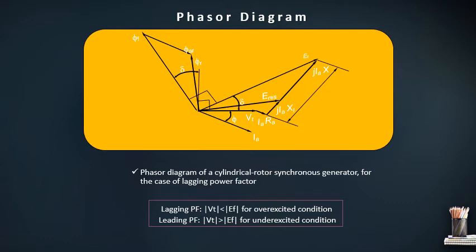Leading power factor, in this condition, the Vt is greater than EF. For this, the machine acts as under-excited. Third one is if Vt is equal to EF, so the machine acts as normal excitation.